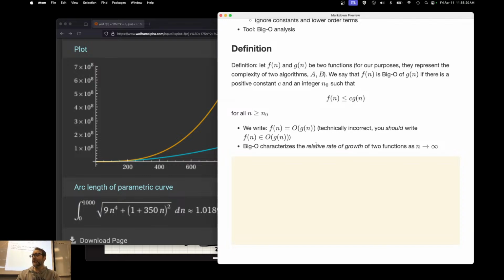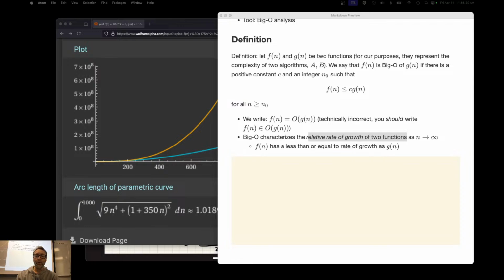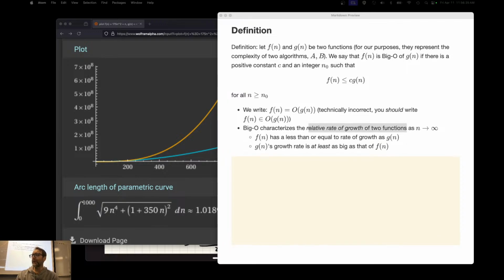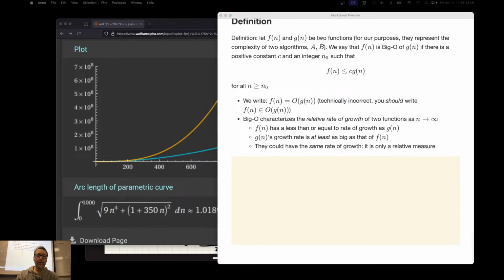Big O characterizes the relative rate of growth of functions as n tends towards infinity. One is going to be greater than or equal to the other one. f of n, in this case, has a less than or equal growth rate to g of n. And from g of n's perspective, g of n is at least as big as f of n. That's because of this less than or equal to here. It could be equal, it might not be equal. They could have the same rate of growth. So the following are true.